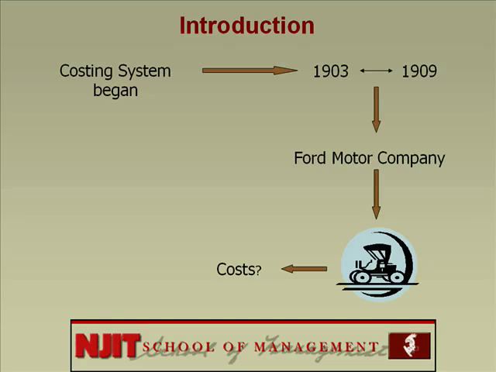So between 1903 to 1909, the accountants of Ford Motor Company came up with a costing system. The costing system they came up with around this period, believe it or not, is pretty much the same identical system used by most companies today.